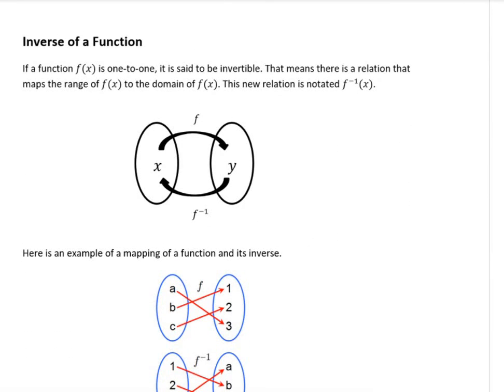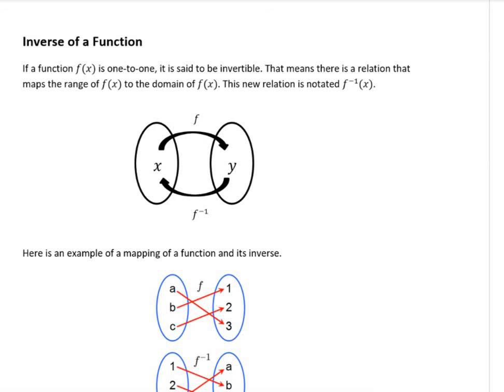Now, if a function is one-to-one, it is said to be invertible, or that it has an inverse. That means there's a relationship that maps the range of f(x) to the domain of f(x). And this new relationship is notated with this inverse function. This is not an exponent of -1. It looks like it, but don't get that confused with an exponent.